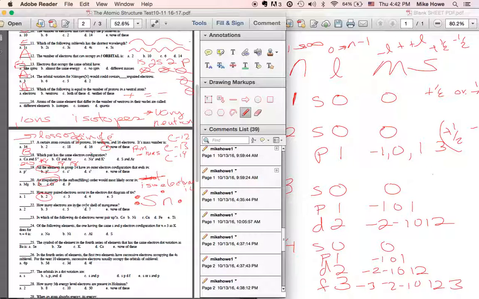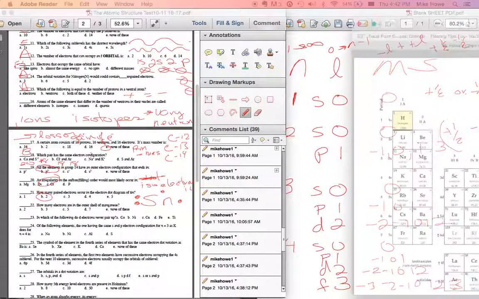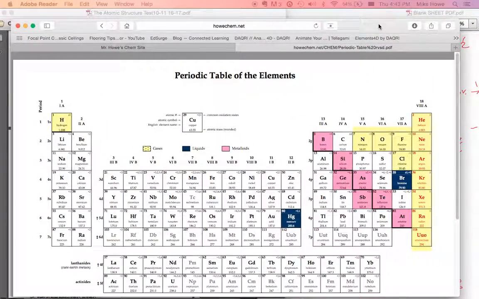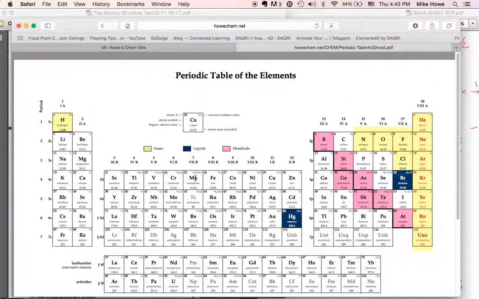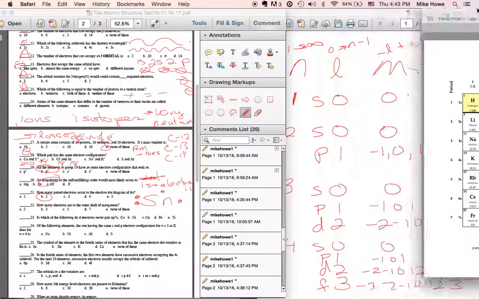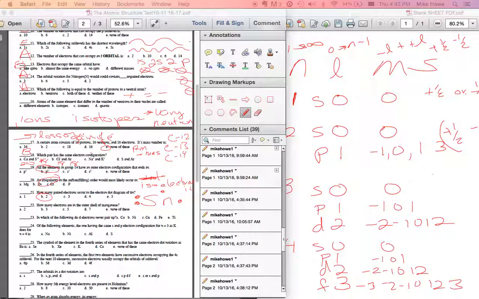Number 22, how many electrons are in the outer shell of manganese? Need the periodic table again for that. So I come back over here, the outer shell of manganese. So here's manganese, not magnesium, manganese. And that's 3d, but before the 3d, isn't there a 4s? So how many electrons are in the outer shell? It would be the 2 that are in the 4s, because 4 is higher than 3. So the answer for that was 2.